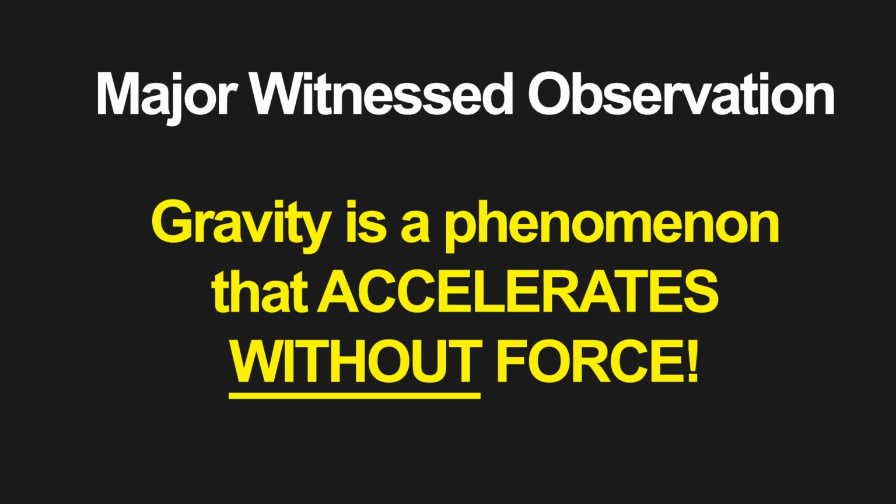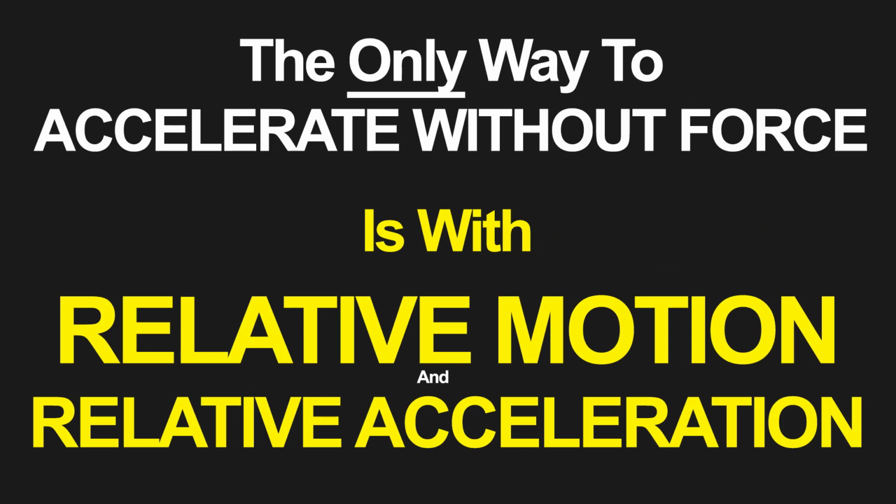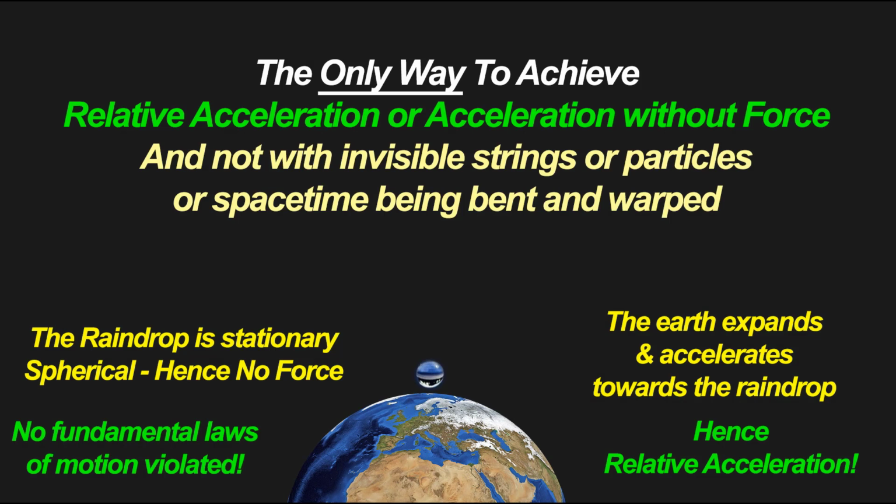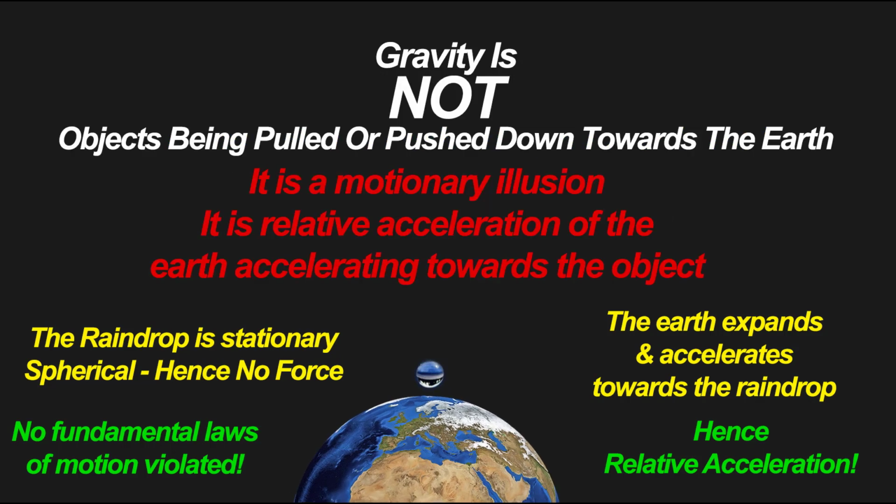The only way this acceleration can occur without any apparent force is with relative motion. That is, you change the frame of reference to the surface of the Earth actually moving towards the raindrop. The raindrop is suspended in space and the surface of the Earth moves towards it. This acceleration without a force is a major paradox of Newtonian gravity and other theories of gravity.